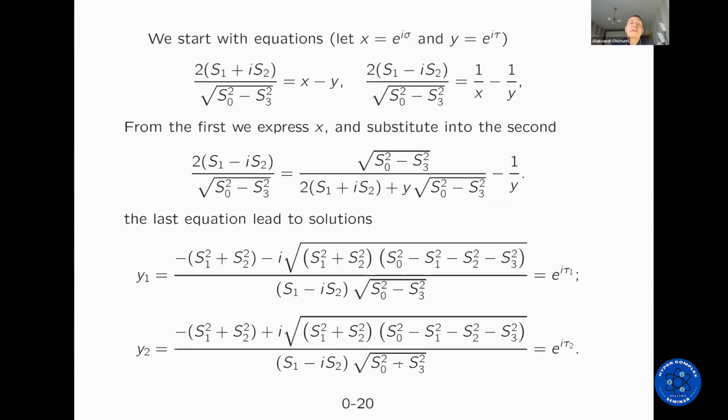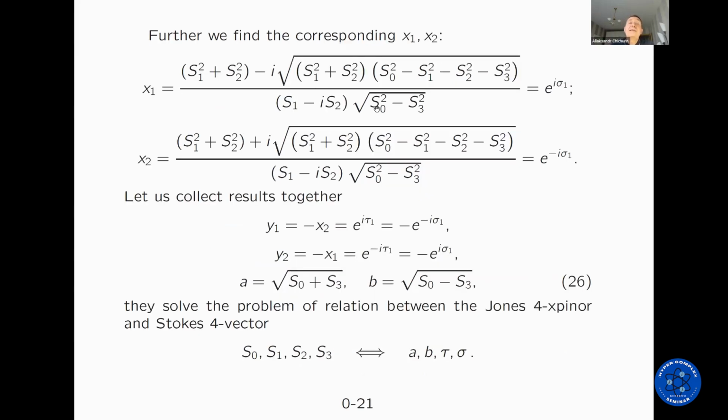We start now with equations of the form. From the first, we express X and substitute into the second equation. And this equation leads to solutions, Y1 and Y2. Further, we find the corresponding X1 and X2, and let us collect the result together in the form 26. This solves the problem of the relation between the Jones spinor and the Stokes vector in such a way.